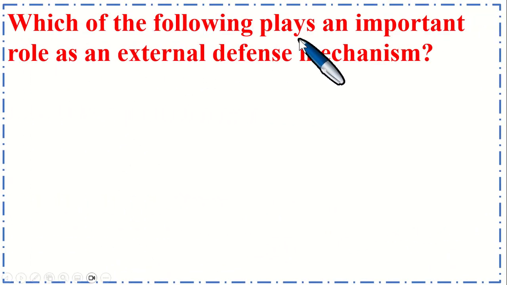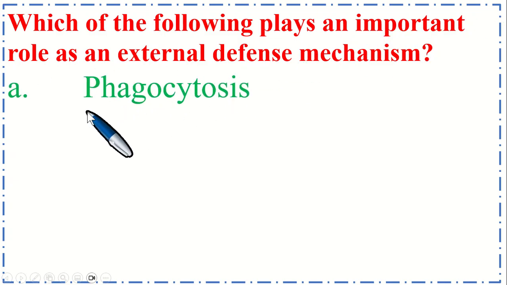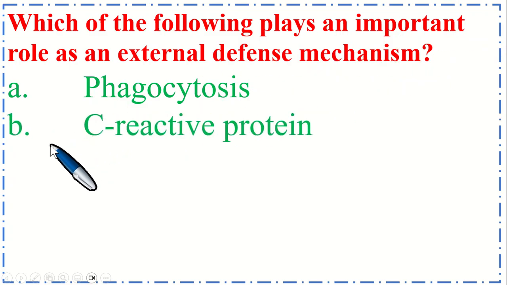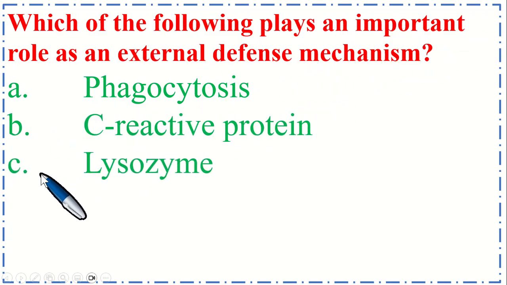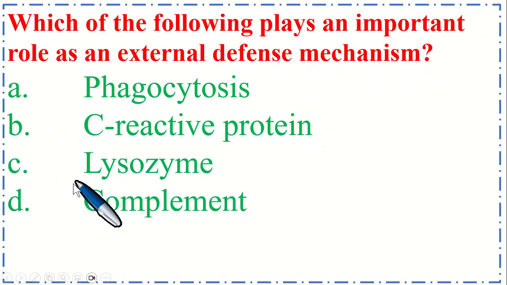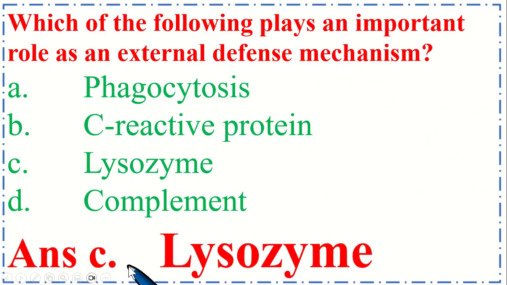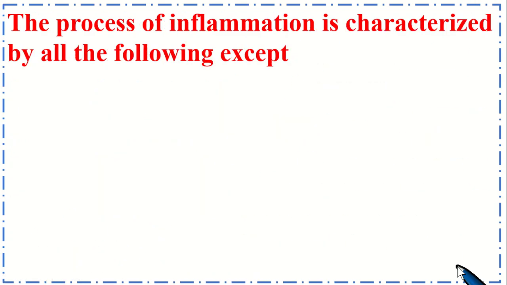Which of the following plays an important role as an external defense mechanism? Option A, phagocytosis. B, C-reactive protein. C, lysozyme. And option D, complement. So the correct option is C, lysozyme. So this is a very important MCQ.